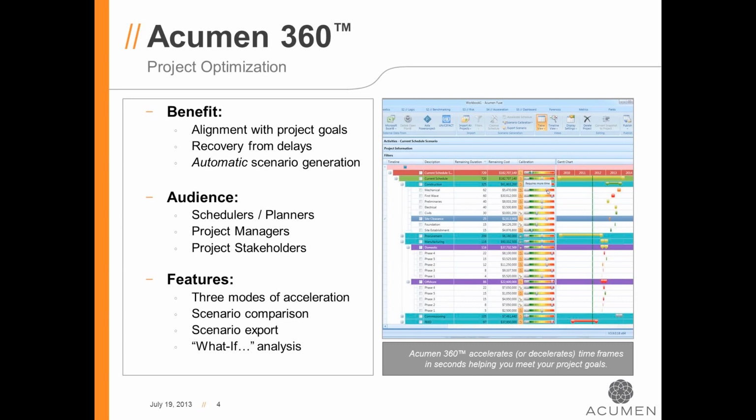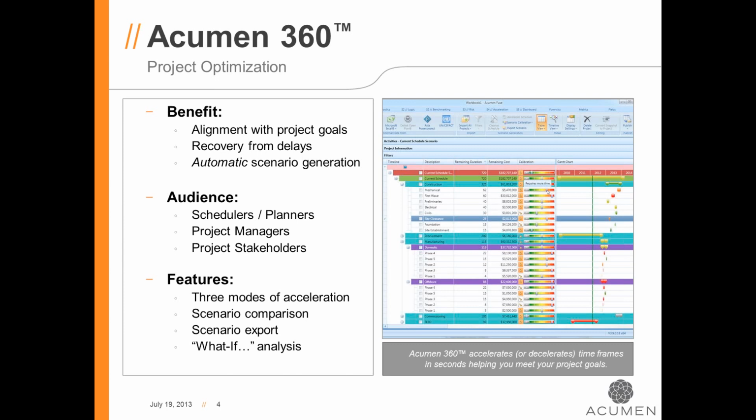The fact is, during the baseline process and during program execution, you might run into events, assumptions, and risks which will prohibit you from meeting your original project goals. Acumen 360 is your tool to help you meet your project goals despite the chaos of a program execution environment. The audience for the tool: schedulers, planners, project managers, really project stakeholders. Anyone who is involved in the project in any capacity may wish to see how their scenario, their portion of the schedule, can be optimized.